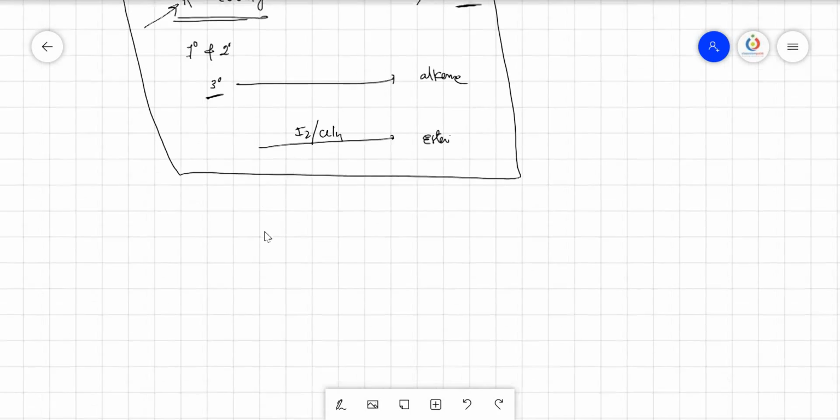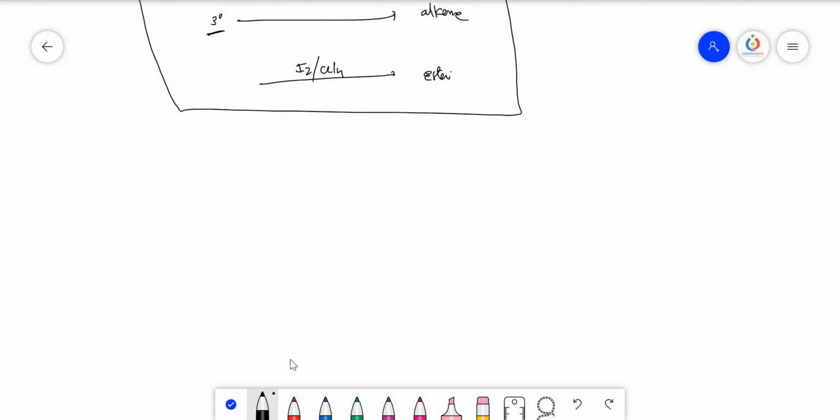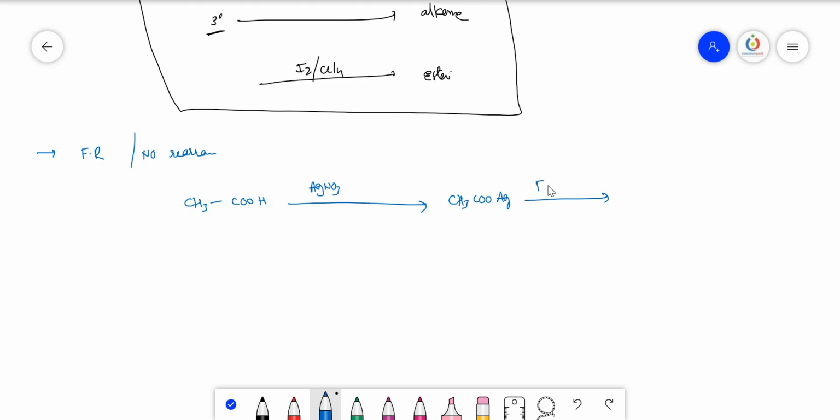So I will write down this one. And this mechanism follows a free radical mechanism, hence no rearrangement. I will take a general example. CH3COOH, I am directly taking the carboxylic acid. You take silver nitrate. Silver nitrate reacts with the carboxylic acid, giving CH3COOAg, the silver salt of the carboxylic acid. Later let us subject it to bromine in the presence of CCl4.